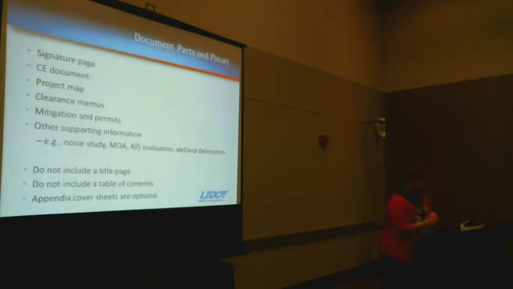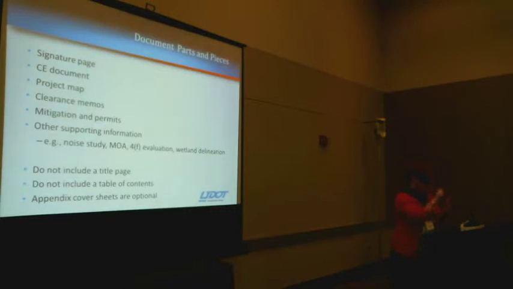This is just a list of all your parts and pieces that would go in your document. The signature page is generated from EPM. You have your whole CE document. You need a project map. We're working on a consistent type of map. Right now, every region, everybody does it different. There's no requirement to have a big fancy map. You can just do a screenshot from Google, whatever. But as long as there's a map that's clear, that shows the location, that somebody not familiar with the project could look at and understand where your project is.